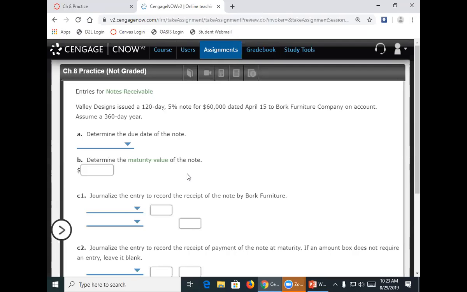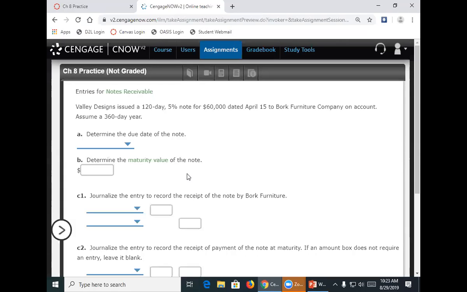Then we have June, which has 30 days. So now we're at 76 days. Is that right? Yeah, 76 days. And then we have July. How many days does July have? 31. Good. Sometimes I just like to keep a running tally of how many days I'm at. So in this case, I'm at 107 days.